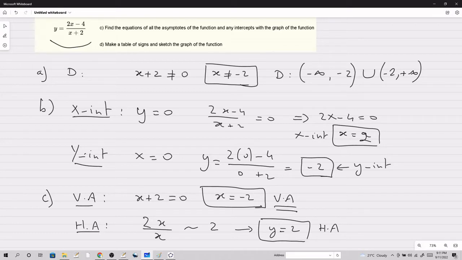HA for the horizontal asymptote and VA for the vertical asymptote.